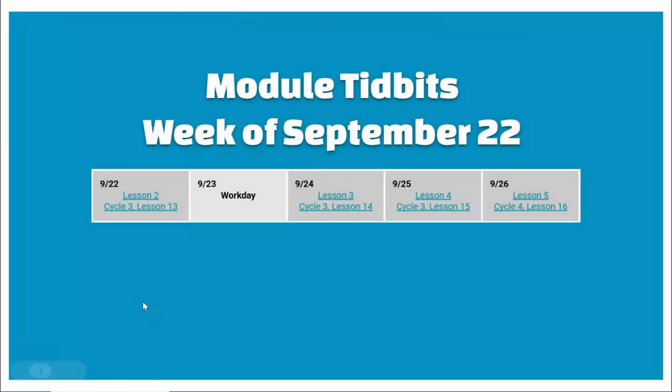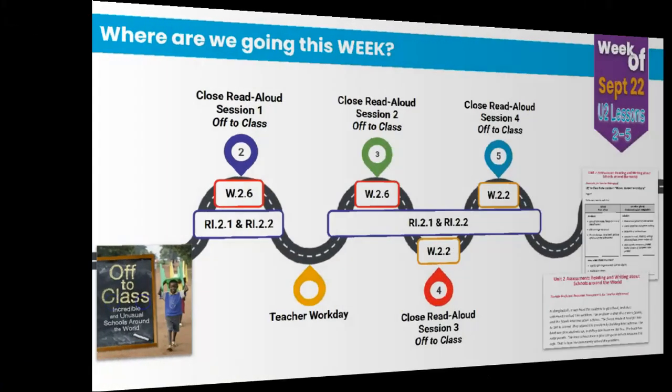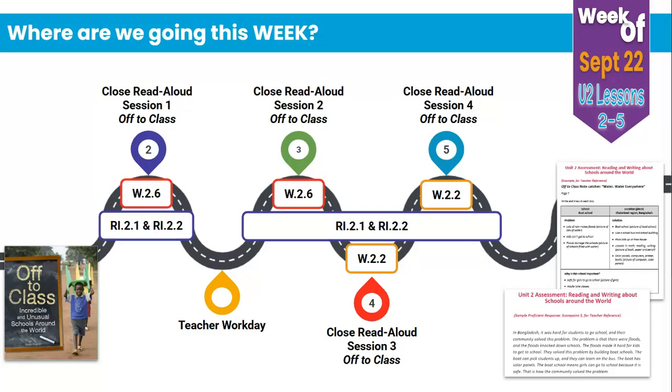We are going to break down modules for the week of September 22nd. The map shows the journey of the standards throughout the week. Students practice Reading Informational 2.1 and Reading Informational 2.2 throughout the week during a close read aloud of Off to Class. Students respond to questions about the text in writing, which is standard W2-6.